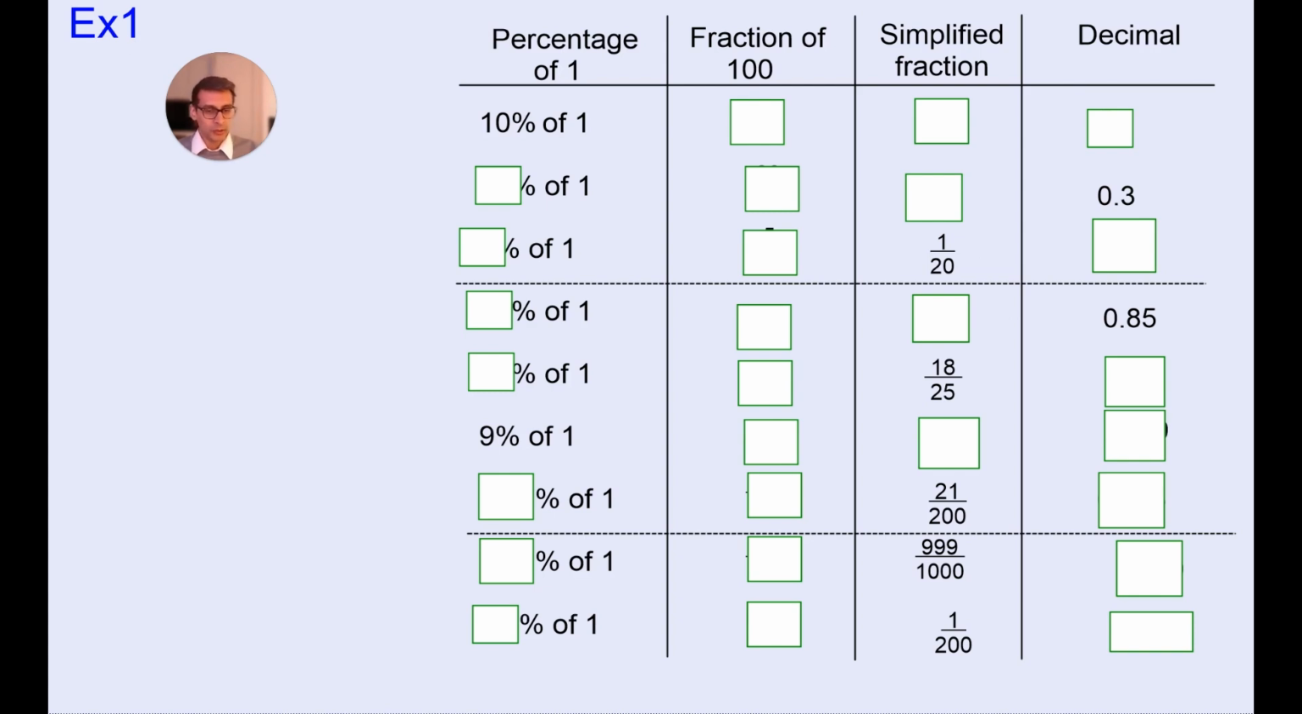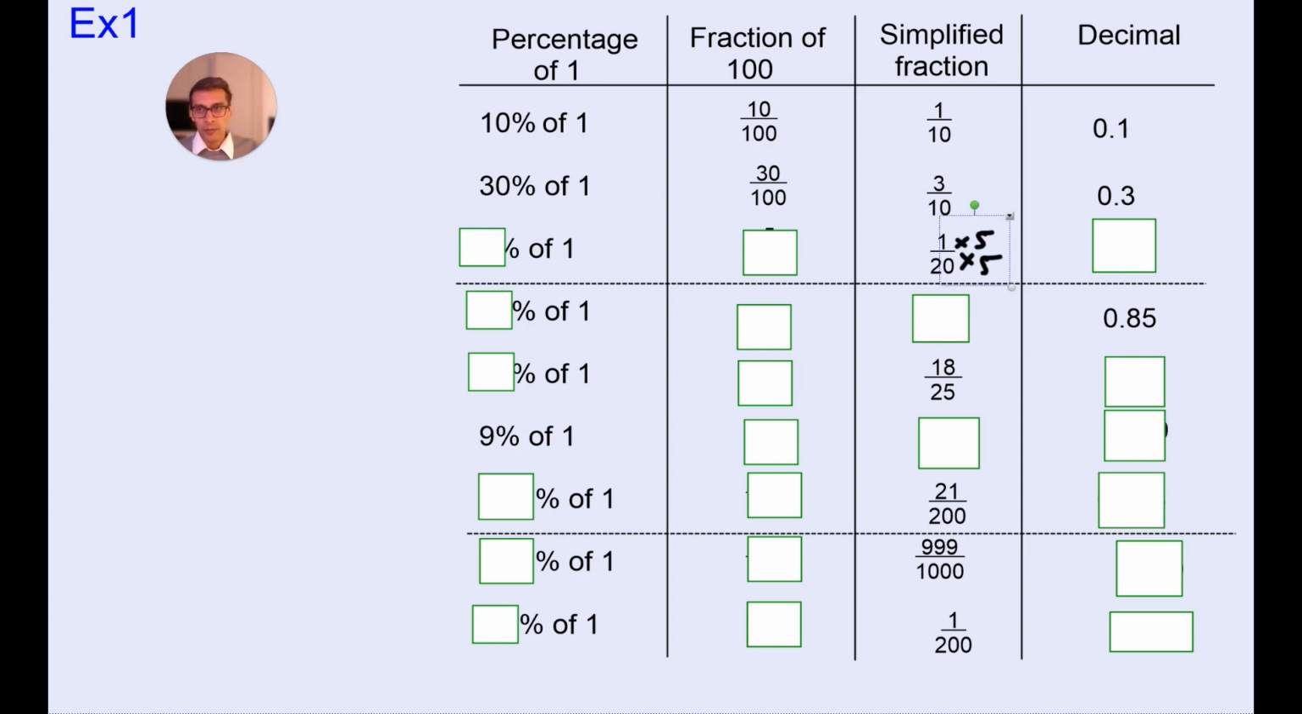Okay, so I hope you've had a go with all of these questions. I'm now going to go through these one by one. So firstly, 10% of 1 is 10 over 100, which is 1 over 10, 0.1. 0.3 is going to be 30%, which is 30 over 100, and that simplifies to 3 over 10. Here, 1 over 20. Now we need to multiply the top and bottom by 5. So from there, we're going to see it's 5%, it's 5 over 100, 0.05.